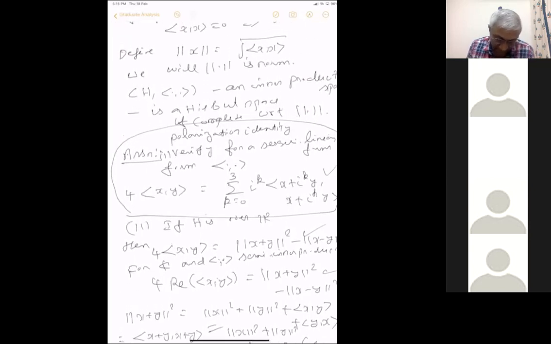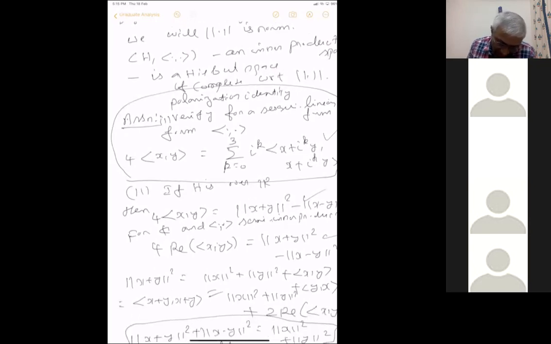Let me clarify everything. Part one is, if you have a sesquilinear form, the polarization identity is true for a real inner product. When you have complex numbers, then you need a semi-inner product, because you are using the self-adjointness. So in part 2 it is again a sesquilinear form.